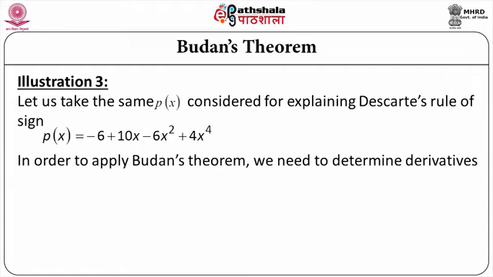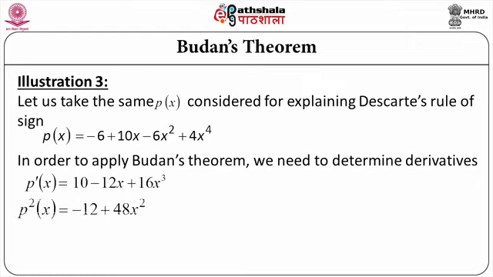P dash x is given by: minus 6 is constant, derivative is 0; 10x, derivative of x is 1, so I get 10; minus 6x squared, derivative is 2x, so minus 6 into 2x, that is minus 12x; plus derivative of x raised to 4 is 4x cubed, so I get 16x cubed. So, the first derivative is 10 minus 12x plus 16x cubed.